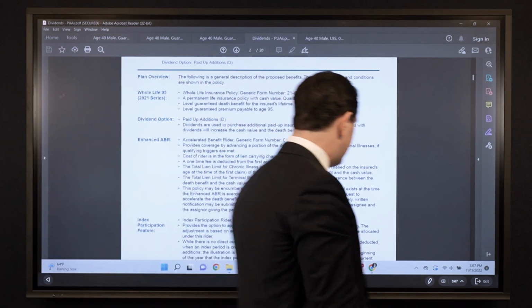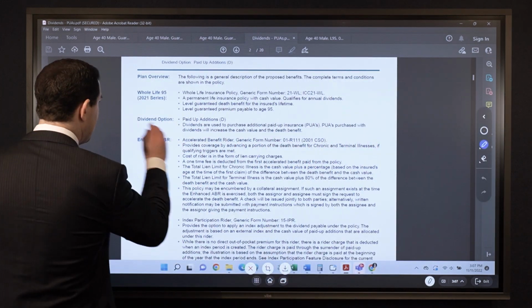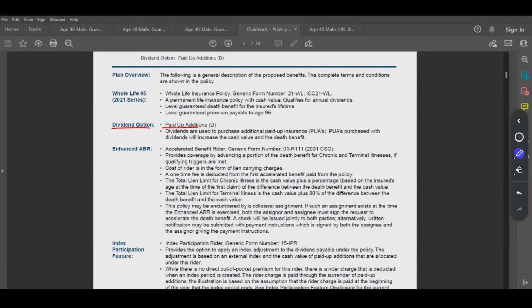So here we've got an illustration. The dividend option selected is paid up additions, and here we go. Dividends are used to purchase additional paid up insurance, PUAs. PUAs purchased with dividends will increase the cash value and the death benefit. Let's look at the actual numbers.